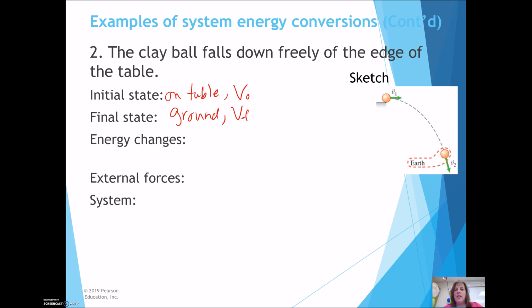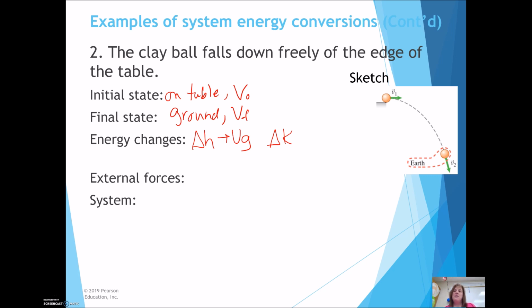What energy changes are going on? Well, if it's falling, I have gravitational potential energy, provided I put the Earth in the system. I have a change in height, so that would imply a change in gravitational potential energy. I also have a change in kinetic energy, because if something falls, it speeds up. So do you have height? Do you have speed? Do you have a spring? I do not have a spring, so there's no elastic potential energy.